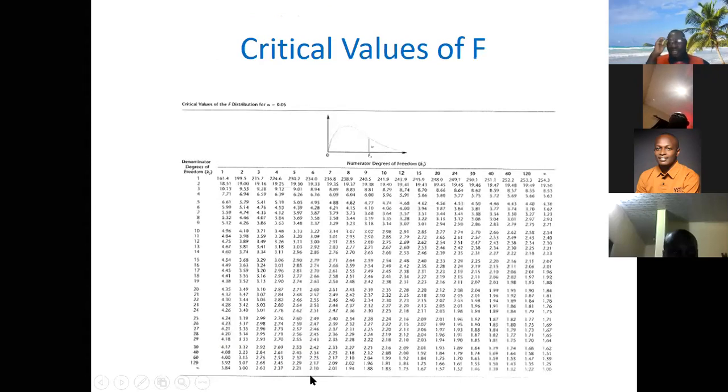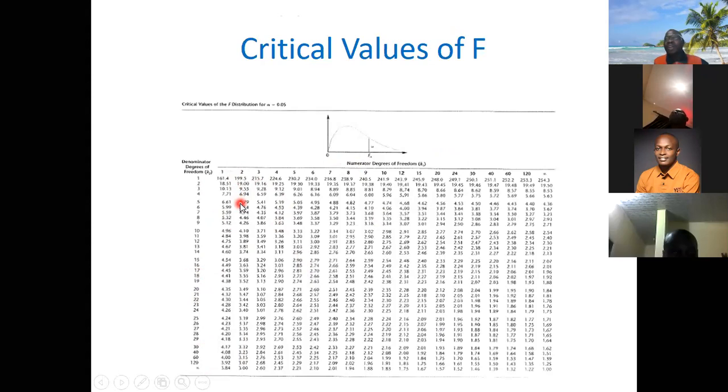Now, the critical value for F, this F. Note, because that one has 2 degrees of freedom, the numerator is along the row, the denominator is along the column. So for you to know the critical value, all you need to do is to know the degree of freedom for the numerator and the degree of freedom for the denominator.